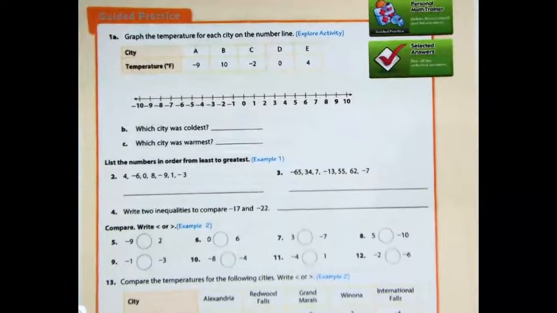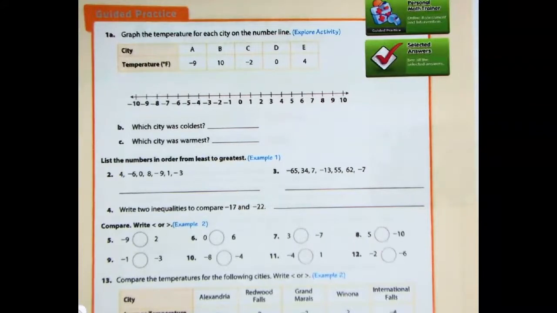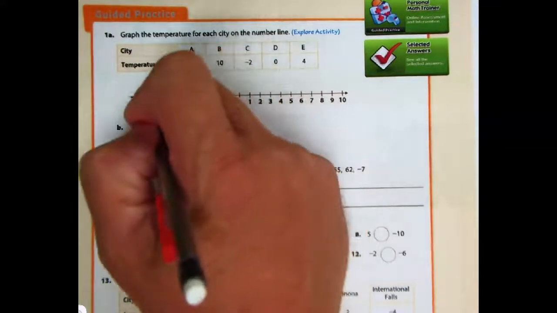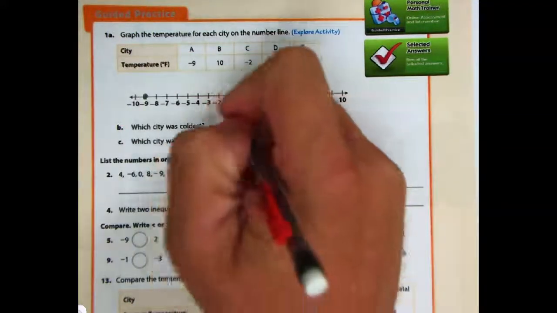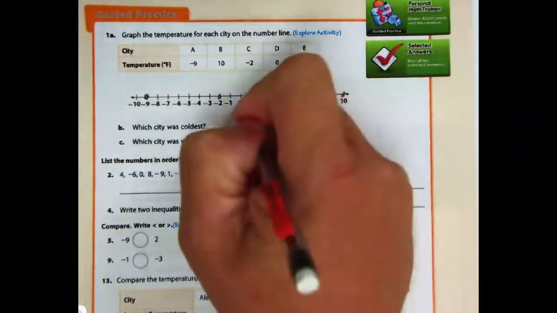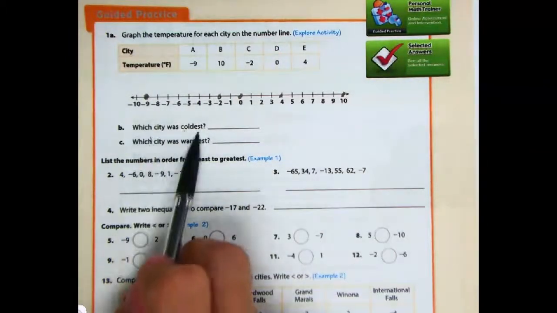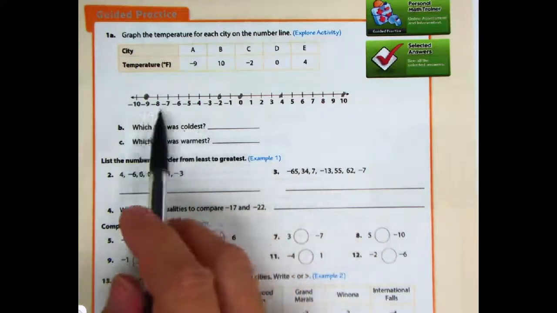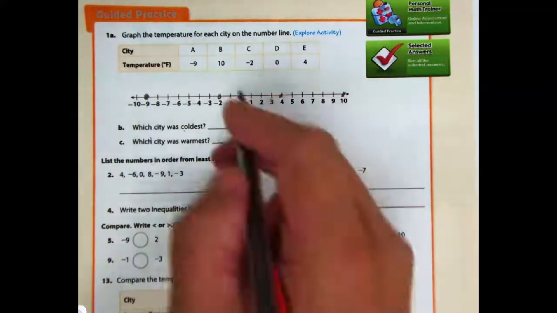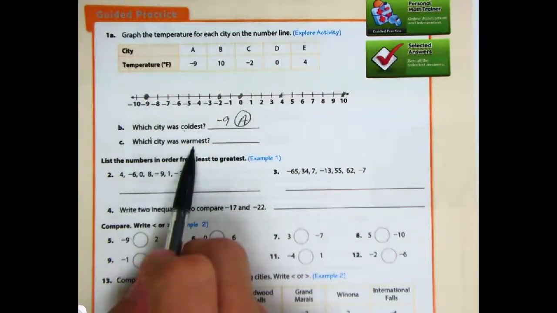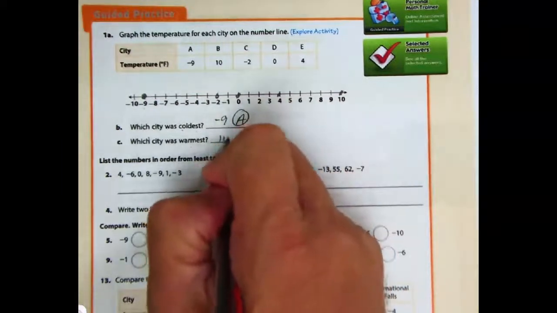Okay, more examples. So let's look at these. It says graph the temperature for each city on the number line. So let's do that. You got -9, you got a +10, you got a -2, you got a 0, and you got a +4. Which city was coldest? Coldest would be the smallest number. So -9, which is city A. Which city was warmest? That would be the +10, which is city B.